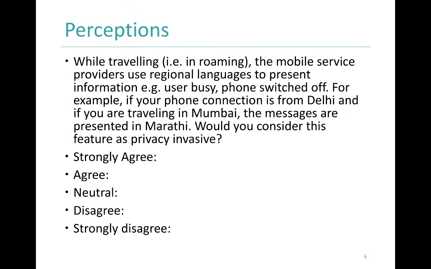I'm sure you got the question. The question is simply that I have a number which I bought in Delhi and I'm traveling in Mumbai and my phone is switched off. When somebody calls me, the message is going to say that the phone is switched off, but it's going to give that message in Marathi. The same thing changes when I go to Kerala. This message is going to be in Malayalam, which is basically revealing the information where you are when somebody is trying to call you.